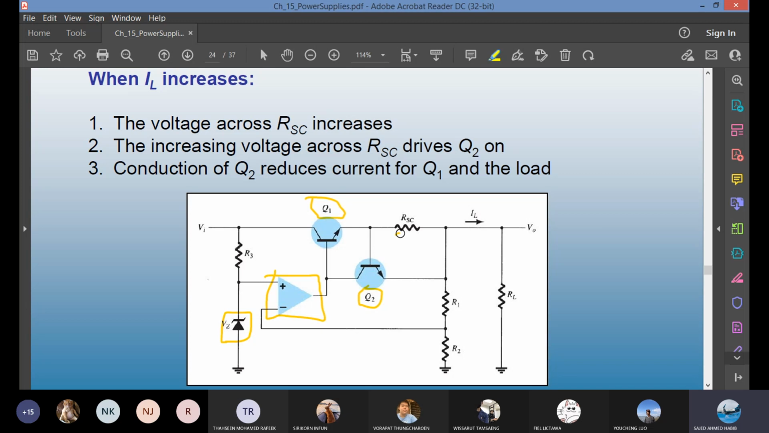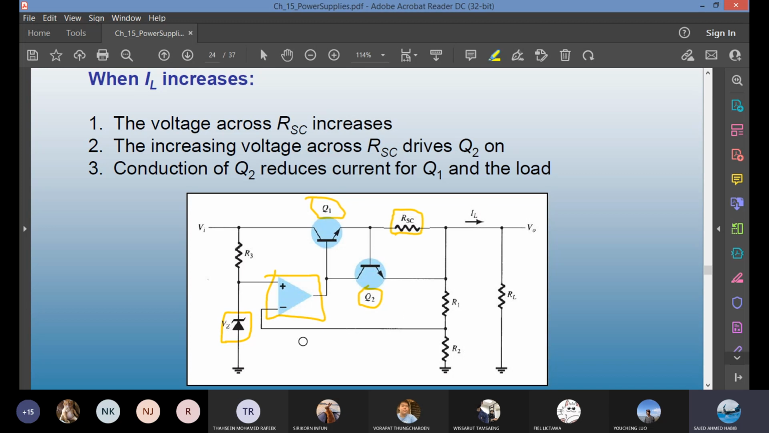This RSC resistor, it is called a short circuit sensing resistor. It senses the current and diverts away current. If the current becomes too high, it diverts current away from going to the load. If the current becomes low, it tries to provide more current to the load so that the voltage is maintained.